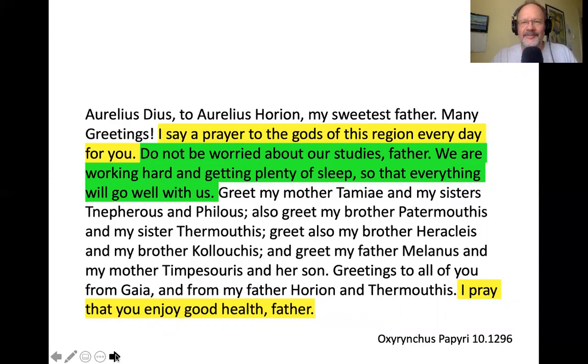It's interesting, huh? 2,000 years ago. Greet my mother Timea and my sisters Trephorus and Phalus. Also greet my brother Patermalthus and my sister Thermalthus. Greet also my brother Heracles and my brother Coluccius. And greet my father Melanus and my mother Timpasurus and her son. This is kind of interesting, isn't it? Greetings to all of you from Gaia and from my father Horion and Thermuthus. I pray that you enjoy good health, Father.